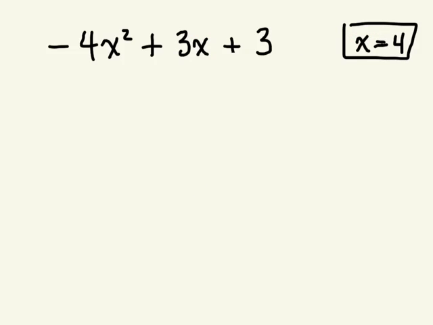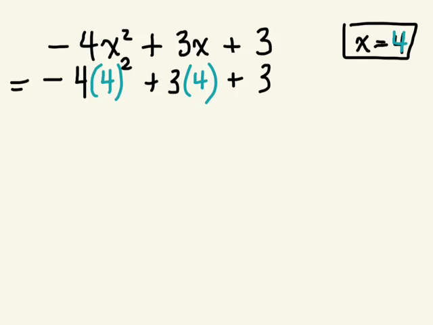Step. What do we have to do? What's the first thing I need to do? Replace x with 4. Okay, so wherever I see x, I'm going to put the number 4. Okay, and then I have to write everything else. So it's actually negative 4 times 4 to the power of 2 plus 3 times 4 plus 3.